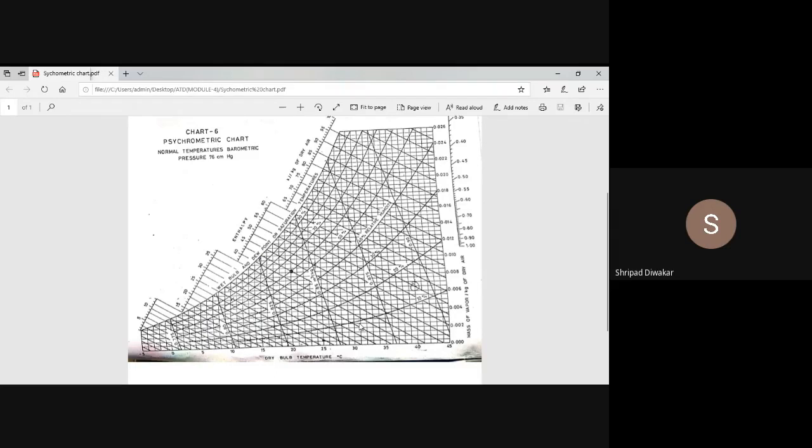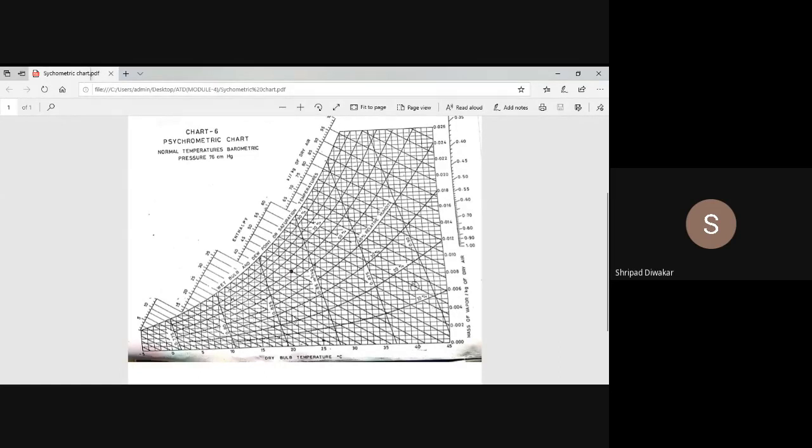Next, two more important parts: one is the specific volume line and one is the enthalpy line. So, 10 degree WBT, this is 10 degree, and for 20 degree DBT you have to move in the inclined direction. Here you are moving in the inclined direction like this, and somewhere you get the intersection point.